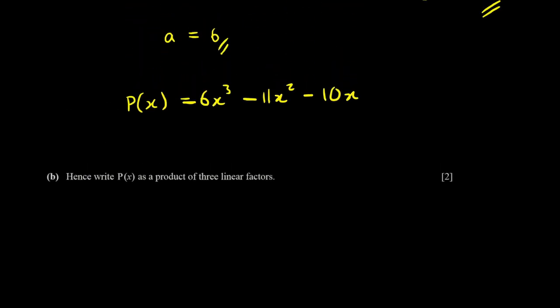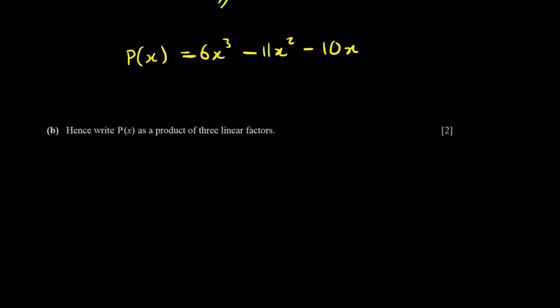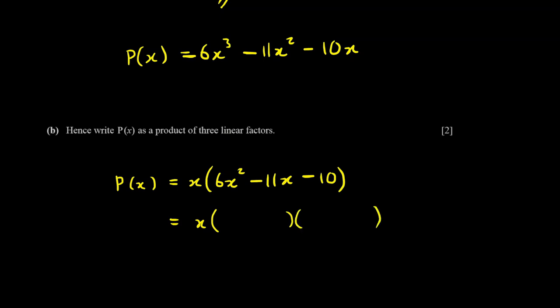All right, then part B, hence write p of x as a product of 3 linear factors. Well, we've got p of x here, so I think the first thing we can do is factorize out the x. We get p of x is equal to x bracket 6x squared minus 11x minus 10. So we've got a quadratic there which we can factorize. So x now, if we've got 6x squared, it can either be 6x and 1x, or it could be 3x and 2x. So I'm going to try 3x and 2x.